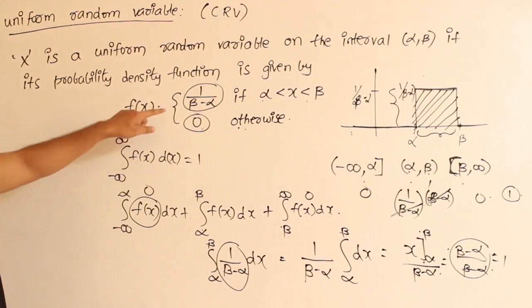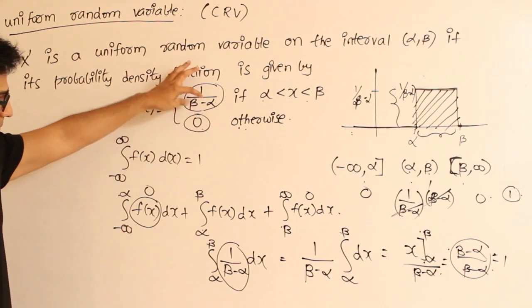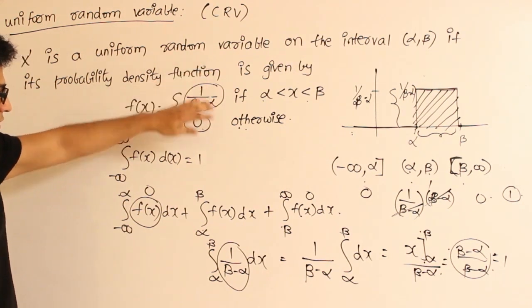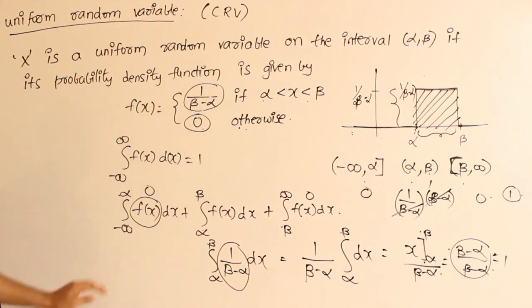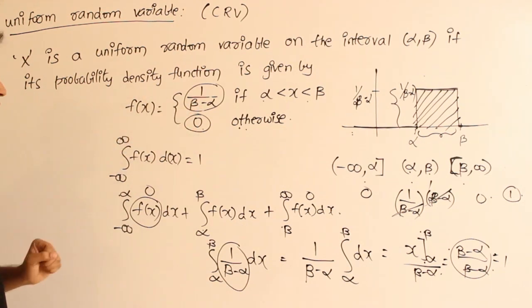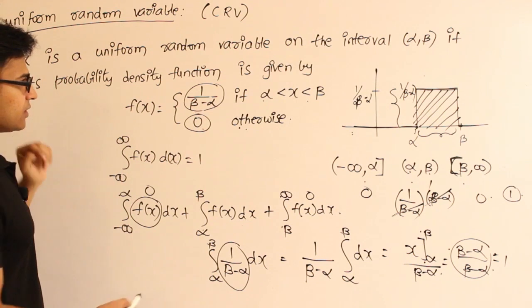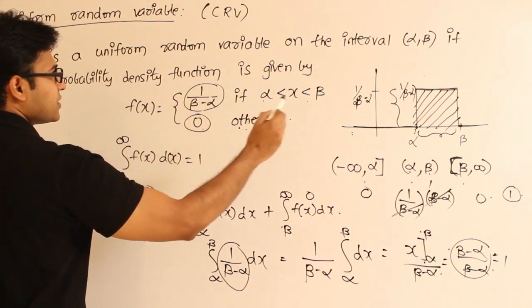So why do we choose exactly 1 by beta minus alpha? We have chosen this particular value so that this particular rule will be satisfied. What is the rule? The sum of all probabilities should always be equal to 1. For that particular rule we are going to use it. Why is it called uniform? In this particular range it is continuously the same value.